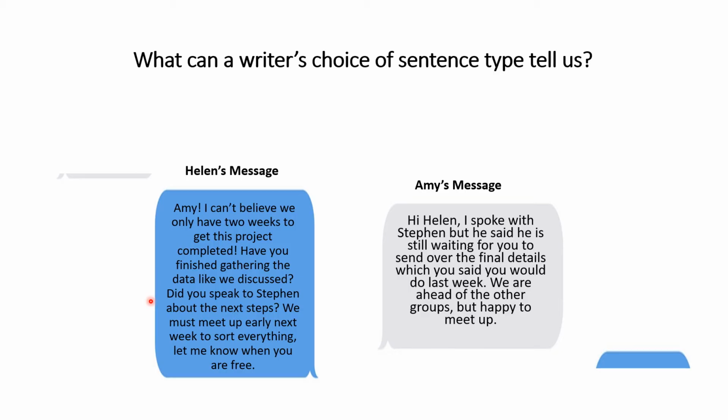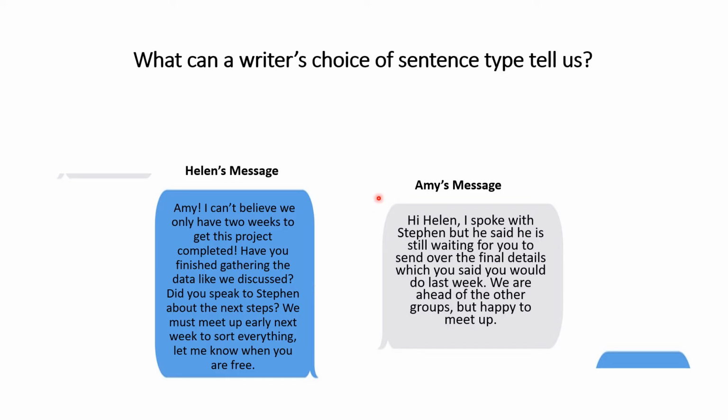She then finishes her text with 2 imperative statements within the same sentence. We must meet up early next week to sort everything. Let me know when you are free. With that modal verb must, highlighting again that sense of urgency that she is feeling, and that last imperative, let me know when you are free, again means that Amy has to reply, as this imperative statement requires a direct response from her. So we can see the 3 different sentence types she uses in her message here.